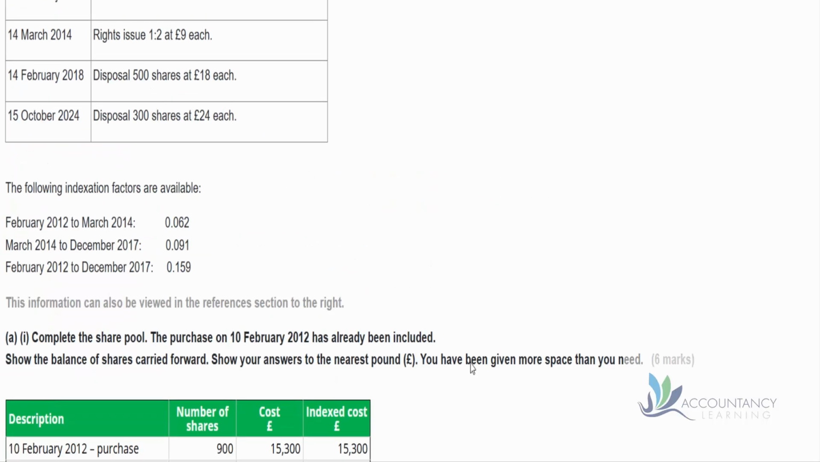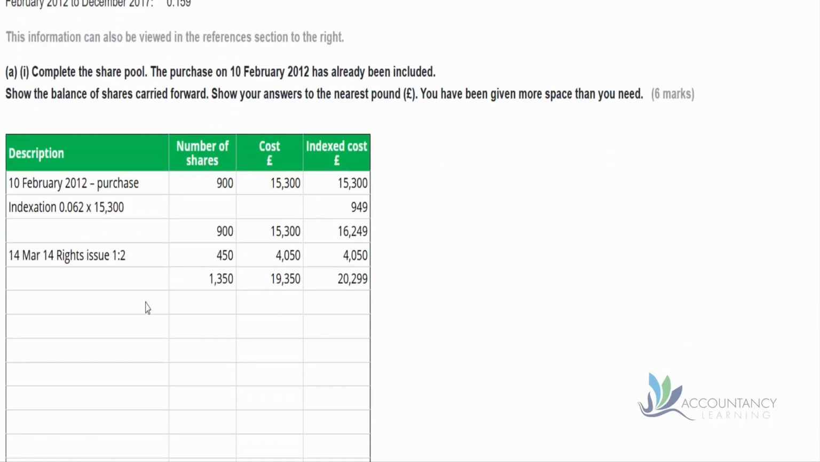Right, so what happens next then? The next event, on the 14th of February 2018, we dispose of 500 of those shares. So we can put that in here now. So that's the 14th of February 2018. We have our disposal. So we dispose of 500 of these shares. Now, these 500 shares, are they from the original purchase or are they from the rights issue? Well, it doesn't really matter because we're just going to take the average.